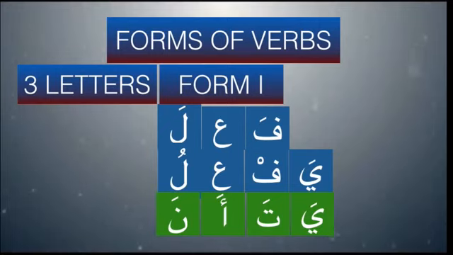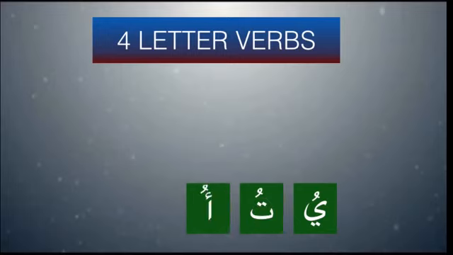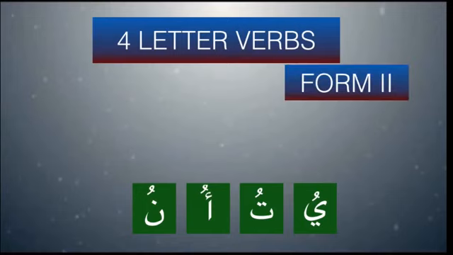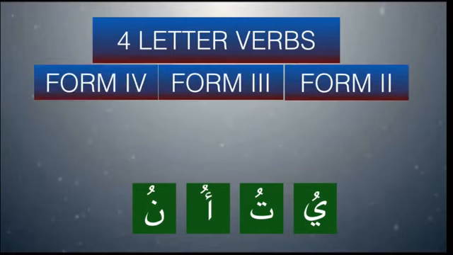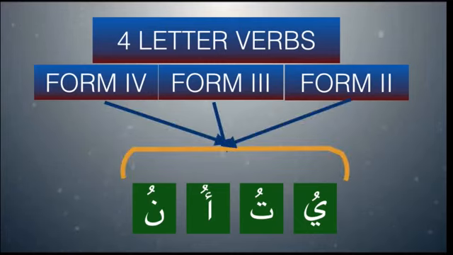Then we went on to learn about four-letter verbs. So what is the speciality of the four-letter verbs? We know that the mudari' begins with an alamat mudari' carrying a sign of dhamma, so it's yu, tu, u, or nu. And we know there are 10 forms of verbs, among which 3 forms are constructed using 4 letters, and those are form 2, form 3, and form 4. In all these forms, the mudari' begins with yu. Let's quickly recap what we have learned.